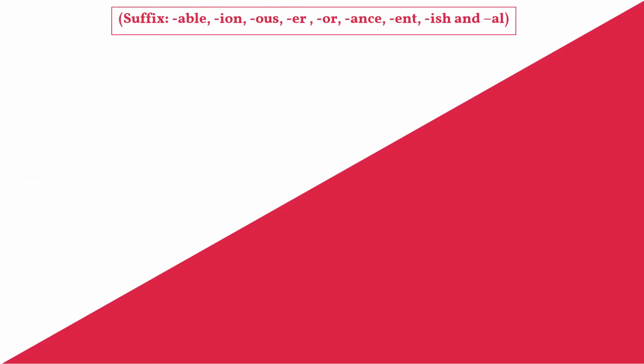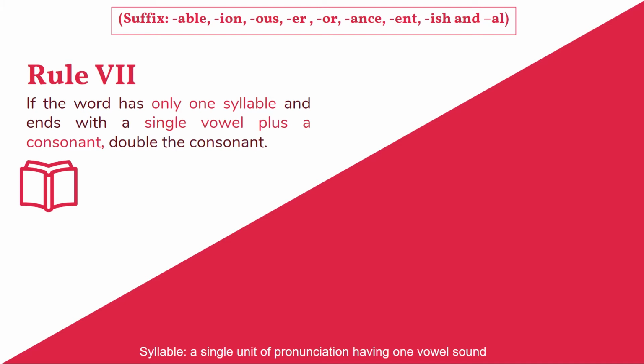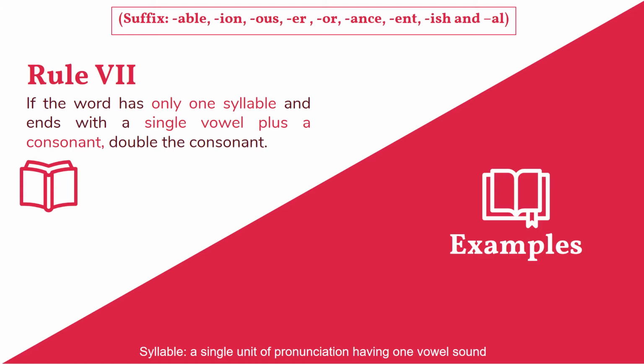Now, rule number 7. If the word has only one syllable and ends with a single vowel plus a consonant, then we double the consonant while adding the suffix. Let's see the examples first. Stop, stopper. So, conditions are consonant, which is P, a single vowel before it, that's O, and the word actually has one syllable, stop. So we have doubled the final consonant, which is P, while adding the suffix ER.